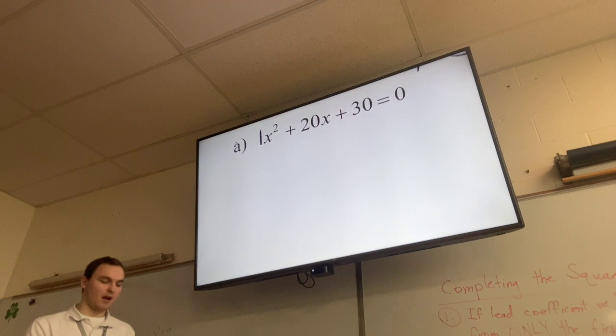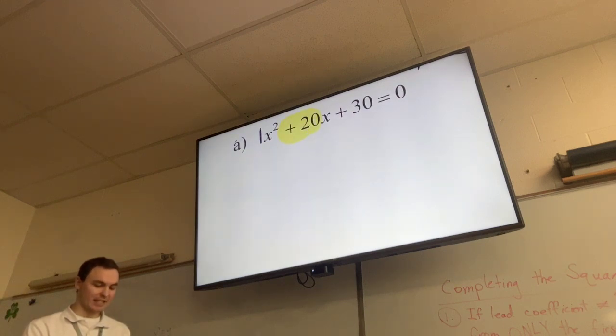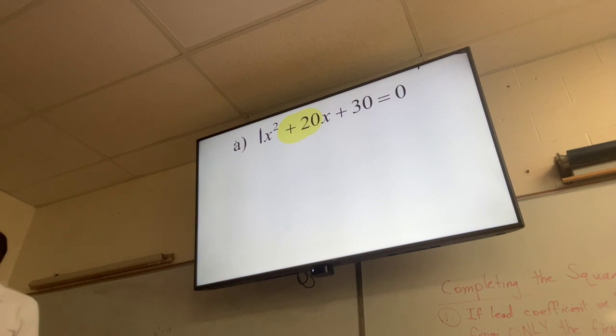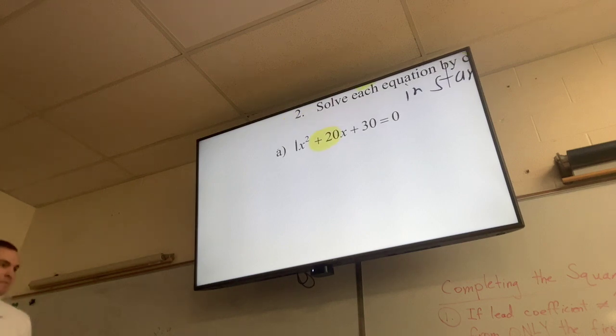Step 2, I'm going to highlight the coefficient that's next to the x term, that positive 20. That's my best friend number for this problem. What I'm going to do is take that number, in this case positive 20, and divide it by 2. That gives me 10. Then I'm going to square that result. That gives me 100.